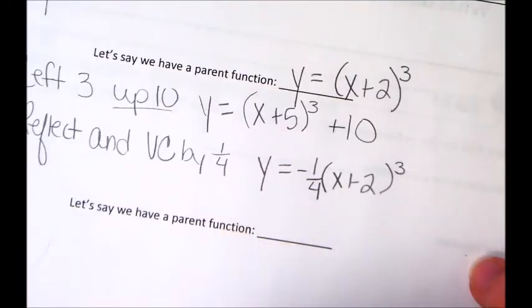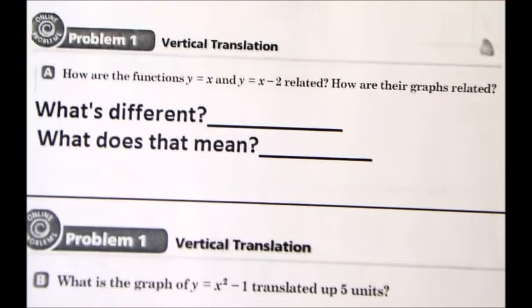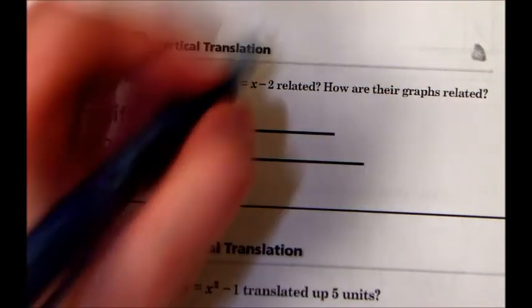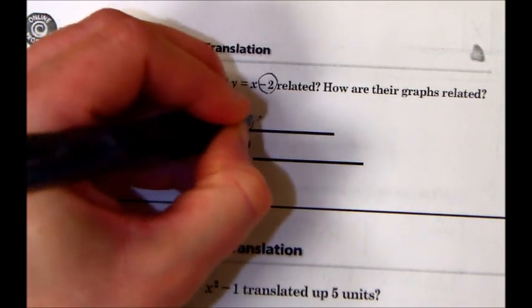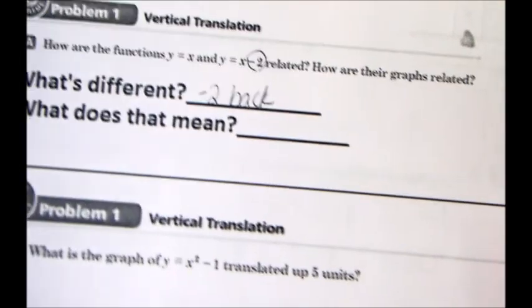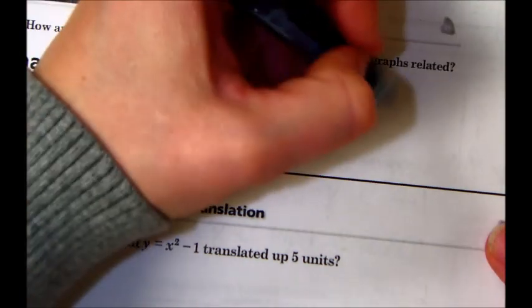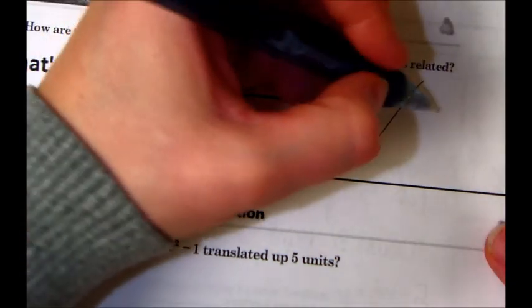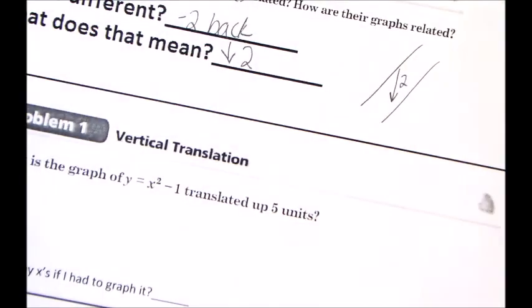Okay, now let's take a look and see if we can apply this just a little bit further. Problem 1. If we have y equals x and y equals x minus 2, how are their graphs related? Well, I hope you can see that there's just a minus 2 in the back. What does that mean? It goes down 2 units. So if one line looked like this, the other line would be down 2 units.